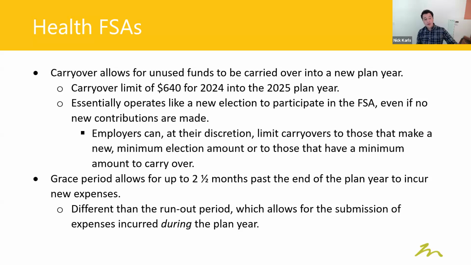So if you don't want to do the carryover, you have the option of doing the grace period, and that allows for up to 2.5 months past the end of the plan year for the individual to incur new expenses. So it'd be through March 15th, usually, right, is when we have the cutoff for the grace period. That's different than the run-out period. The run-out period is for submitting expenses that were incurred during the plan year. So for a lot of you, before December 31st. Everyone has a run-out, whereas the grace period is going to be 2.5 months to incur new expenses and get them submitted. Sometimes you'll then tack on the run-out to the end of that grace period.